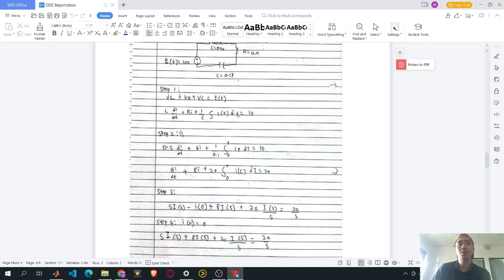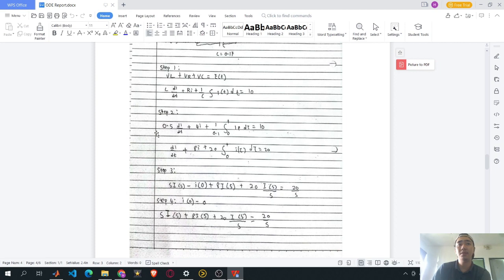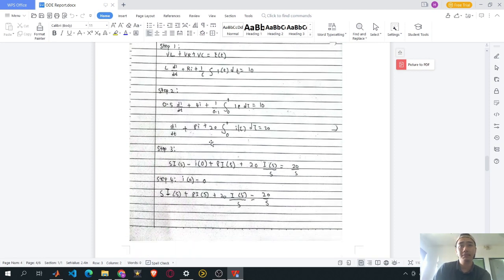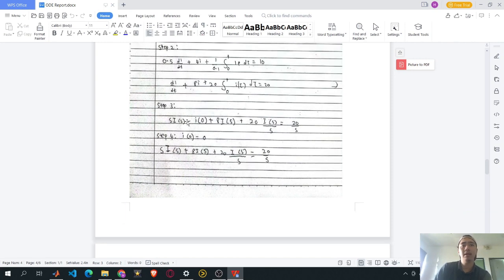So step 2, we just insert the values. So L is equal to 0.5, R is equal to 4, C is equal to 0.1, and then after that we just need to multiply it, like 0.5 times 4 is equal to 8, 0.5 times 0.1 is just 20, and then this one is 20, 10 becomes 20. We just need to multiply by 2.